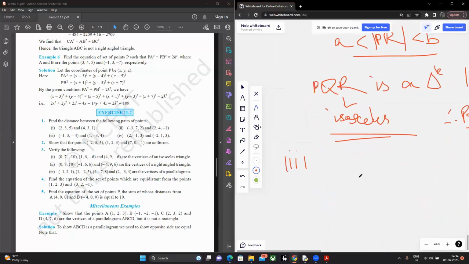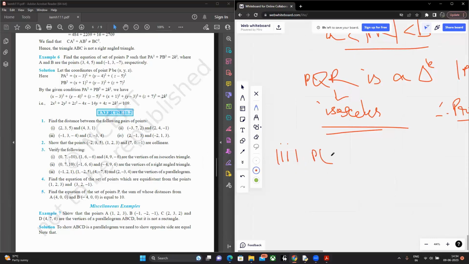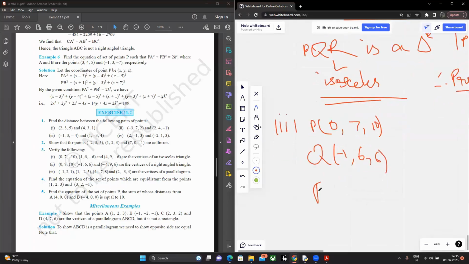All right. Question number 2. You have the same 3 points. Wait a minute, it's not the same 3 points. You have point P of 0, 7, 10. Then you have point Q of minus 1, 6, and 6. Then you have point R of minus 4, 9, and 6. Right.